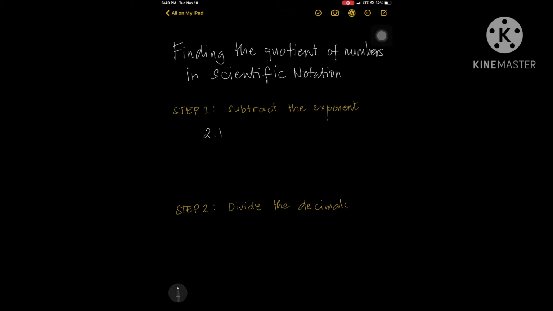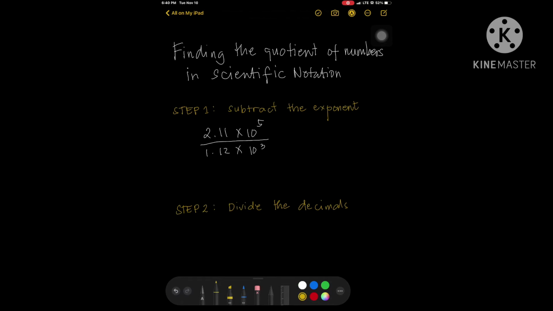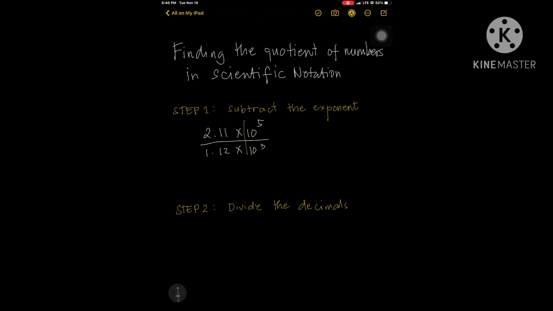If I have 2.11 times 10 to the fifth power over 1.12 times 10 to the third. So of course, first subtract the exponent. So let's copy this one, and then our base is 10. Then we have the 5 as our exponent minus the next exponent, which is 3. Therefore, 10 to 5 minus 3 is 10 to the second. Great. Now, let's have our step 2.